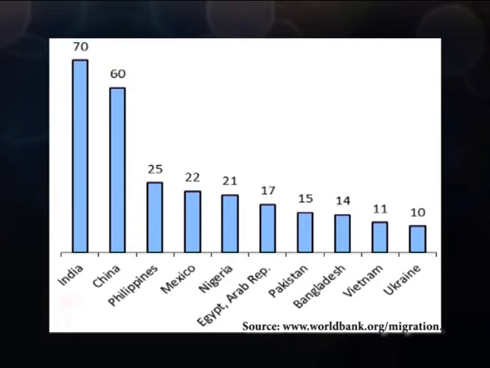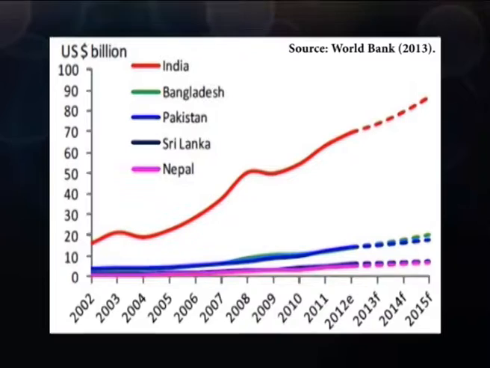The figure shows that India received about $70 billion in remittances in 2013. Other large recipients including China, which had received $60 billion, the Philippines $25 billion, Mexico $22 billion, Nigeria $21 billion and Egypt $17 billion. Actually, India had always been receiving the highest amount of remittances in whole of the South Asian region. The changes in remittance inflows to India and other South Asian countries can be observed from this figure.